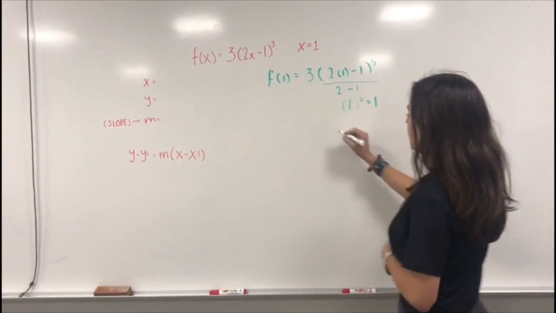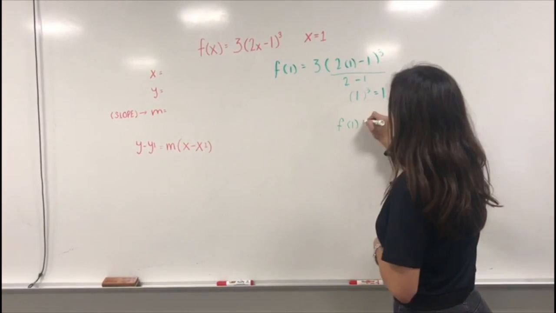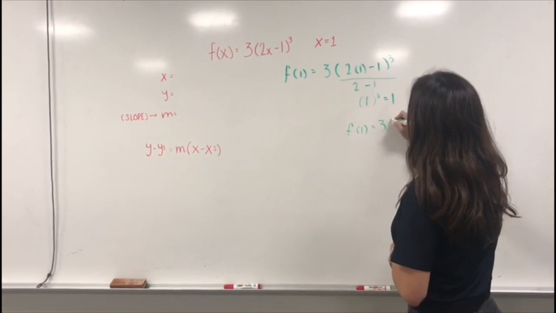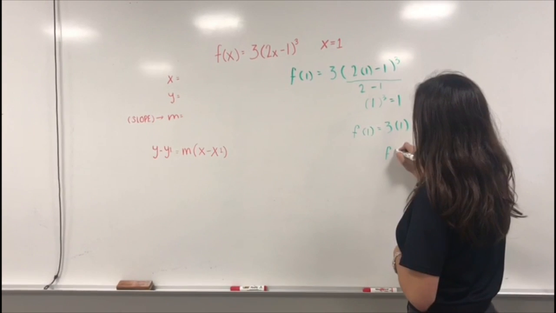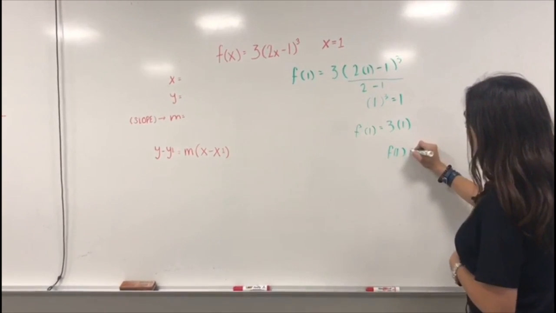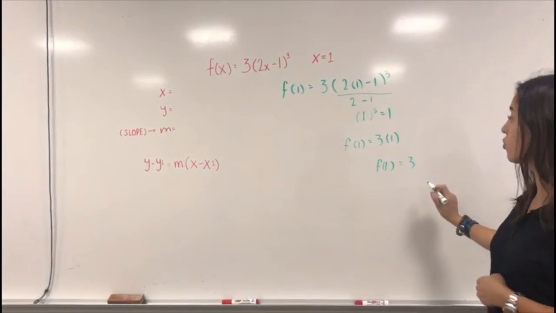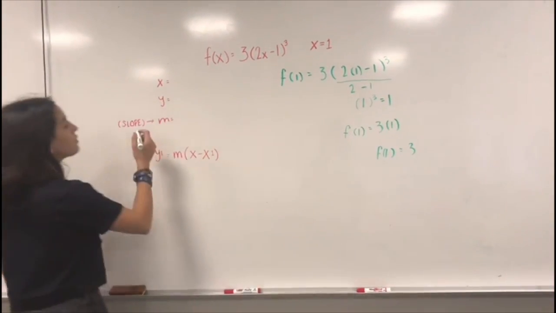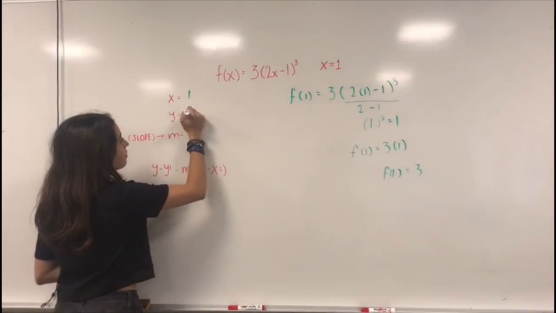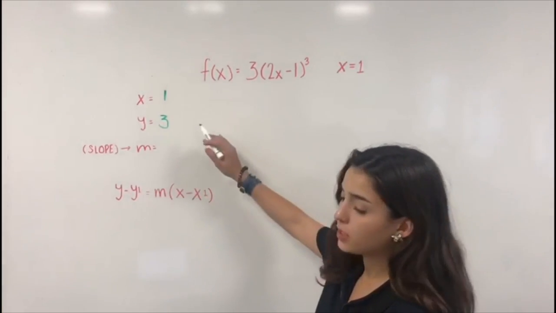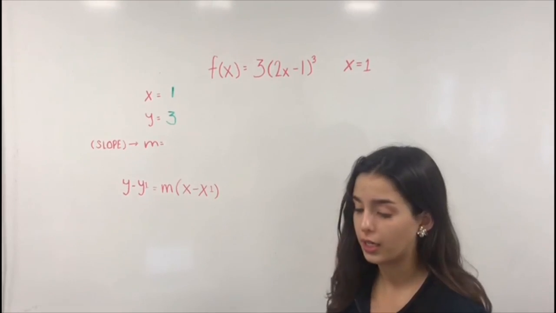So what you're going to do is f of 1 equals 3 times 1, which would give you f of 1 equaling 3, meaning your y value is 3. So here you have your x value, which is 1, and your y value, which is 3. After finding the y, you can find your slope by finding the derivative of the equation and then plugging in your x.